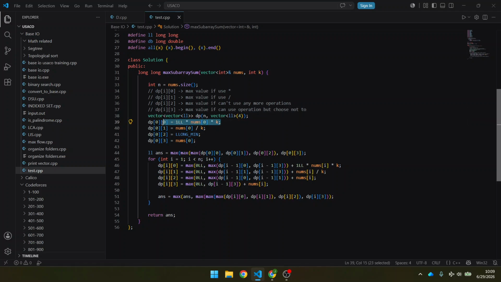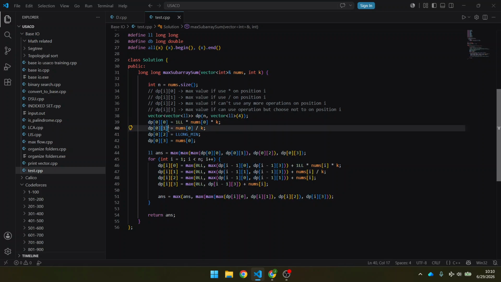Now first for our base case, for the first element in the nums array, if you use multiplication on position i, just to make it more clear. So for the zero element, if you use multiplication, then it has to be nums[0] times k. And I have to use a long in here because it can go to 10 to the 10th power, which is greater than an integer.